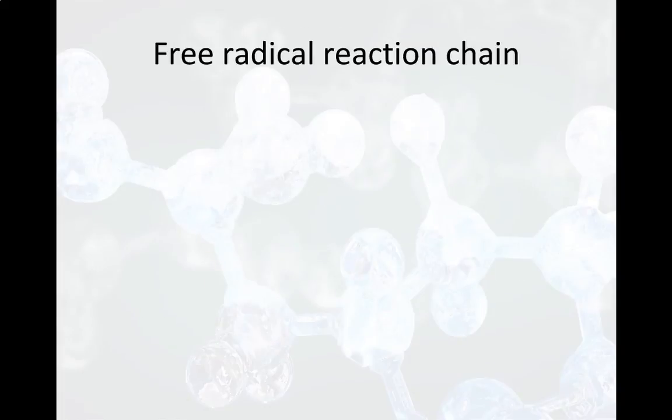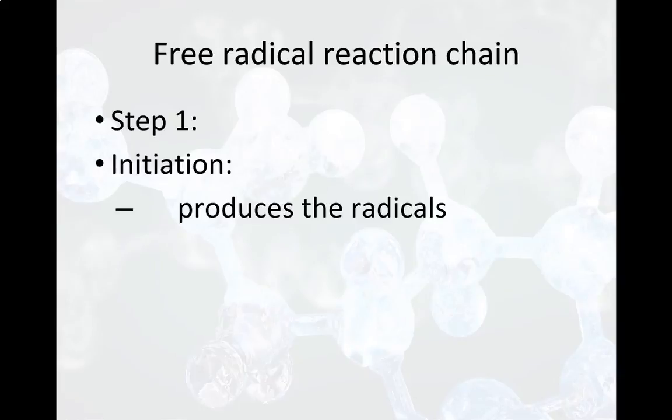And this all happens by what is called the free radical reaction chain. So what is the process? The first step in this is called initiation. In an initiation part of the process, that's initial, the beginning part of it, what happens to make it happen. I'm being initiated into this process. It produces the radicals in the first place. So my UV light comes in, breaks up my chlorine gas into chlorine radicals.